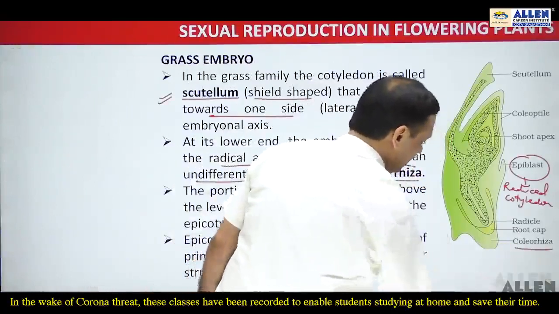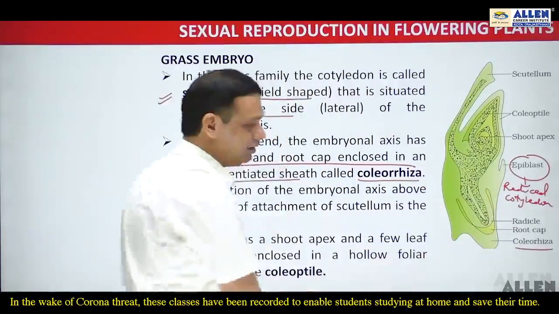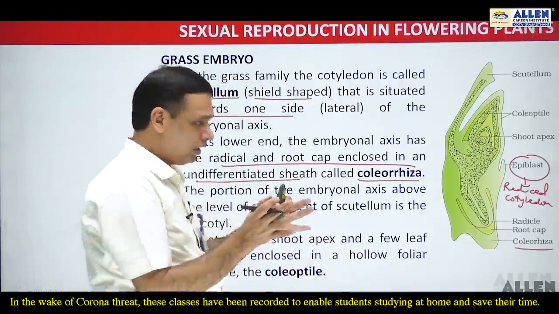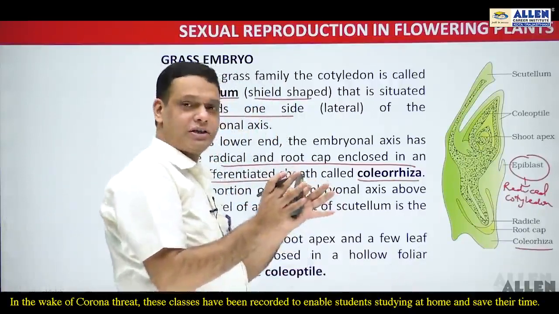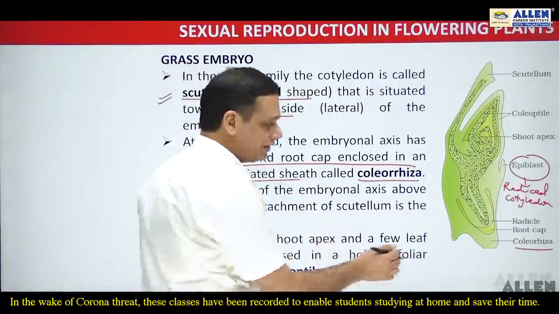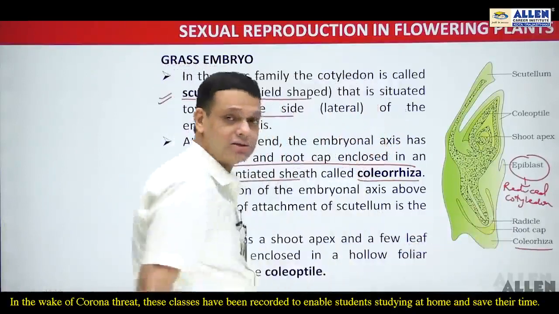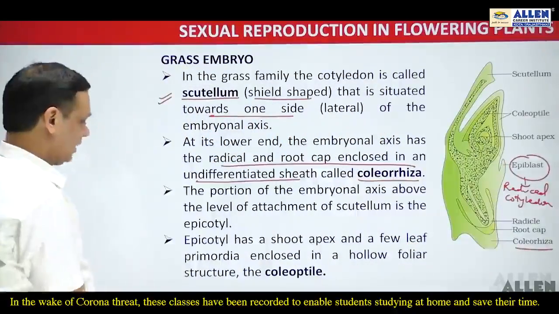This is coleorhiza. This coleorhiza is an undifferentiated protective sheath that covers this root cap as well as this radicle part.